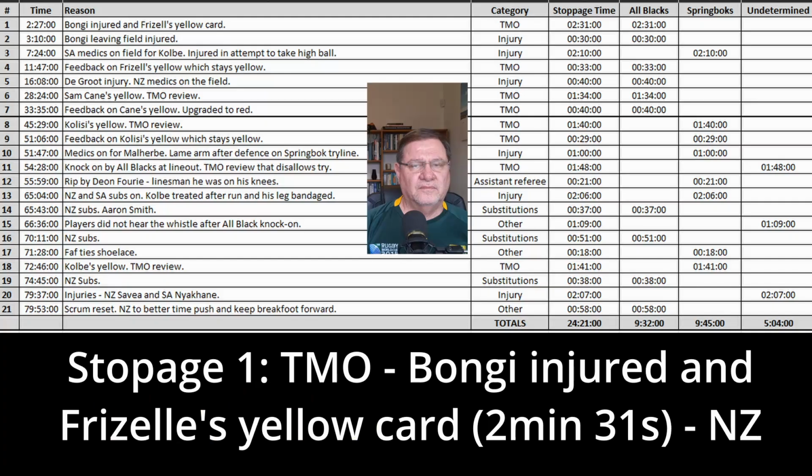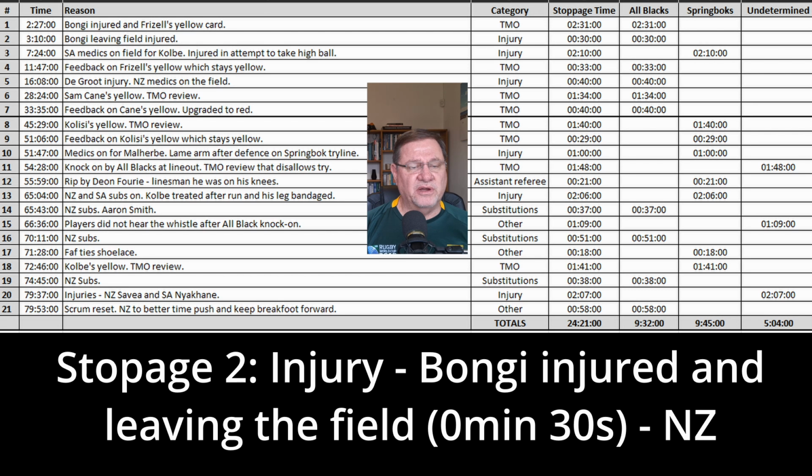Let's now go through each of the stoppages in the final one by one. In the 2nd minute and 27 seconds, there was the first stoppage of the game when Bongi was injured and Frizzell received his yellow card. The category I've allocated is TMO, and the total stoppage time was 2 minutes 31 seconds. The 2 minutes 31 seconds are allocated to the All Blacks, given that the stoppage was caused by foul play by Frizzell. In the 3rd minute and 10 seconds, Bongi was leaving the field injured, so the category I allocated is injury, and the total stoppage time was 30 seconds. I allocated the 30 seconds to the All Blacks because the injury was caused by foul play by the All Blacks.